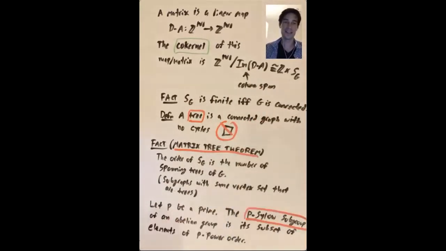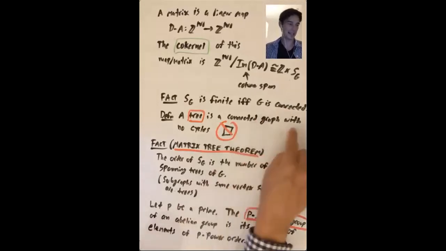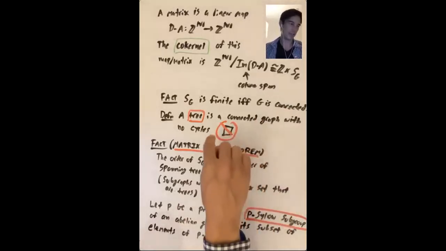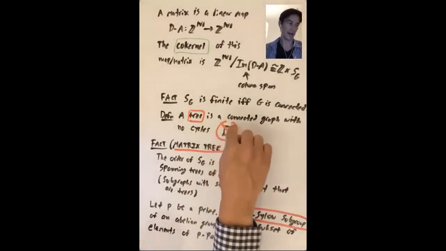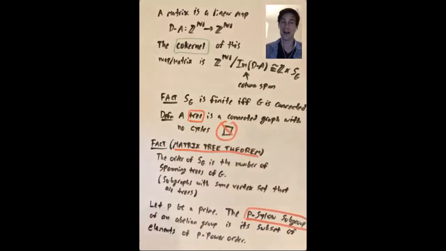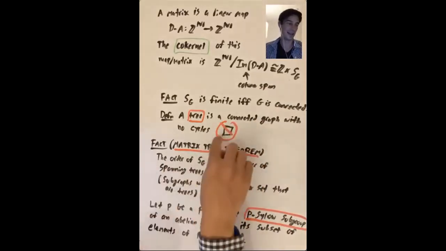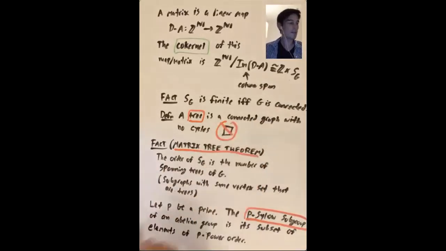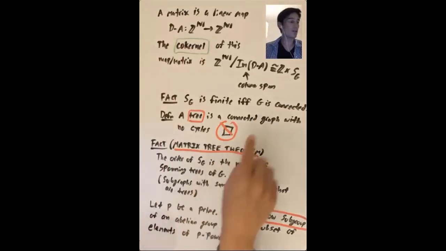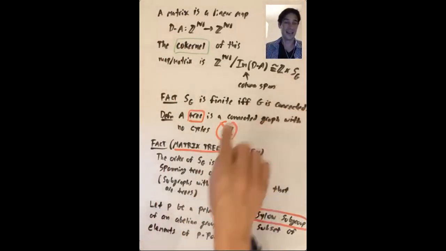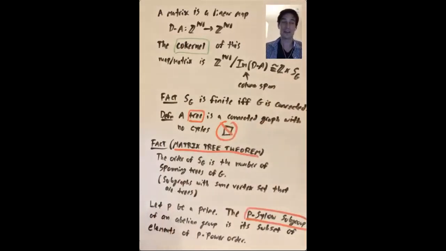A tree is a special kind of graph. It's a connected graph with no cycles, which just means you can't start at a vertex, walk around on edges you haven't been to before, and wind up back where you started. So nothing like this. The matrix tree theorem is a big theorem in this area. It says that this matrix tells you something structural about the graph. That the order of this group, S_G, is the number of spanning trees of the graph.